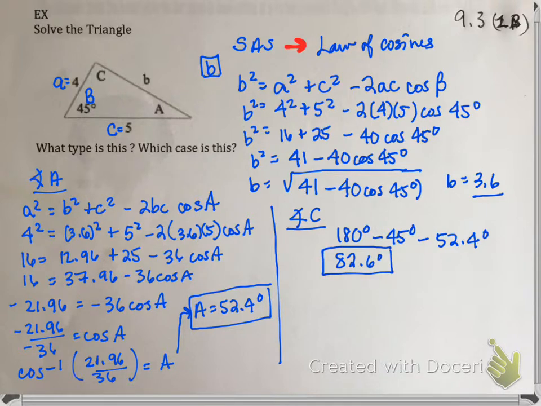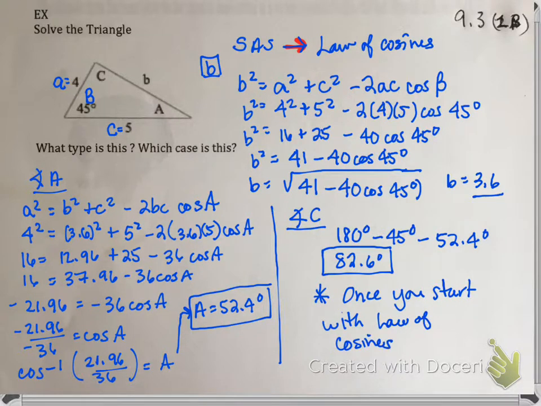I do want to make a note here. If you start with law of cosines, you cannot mix and match. So you can't use law of cosines if you start out and then change to law of sines. You're not allowed to do that. That will lead to lots of trouble. So we're going to make a note here. Once you start with law of cosines, you stay with law of cosines.